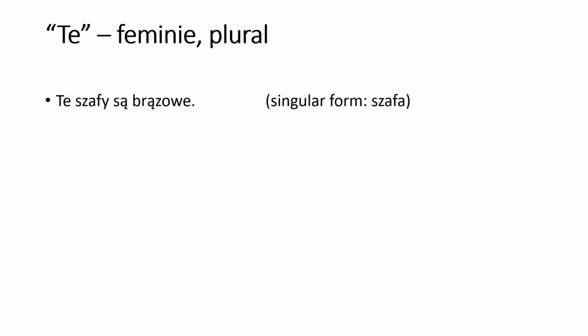Te szafy są brązowe. We cannot say ci szafy because szafa is feminine and feminine plural takes te. These wardrobes or closets are brown. Te ryby są drogie. Ryby. These fish are expensive. Drogie.